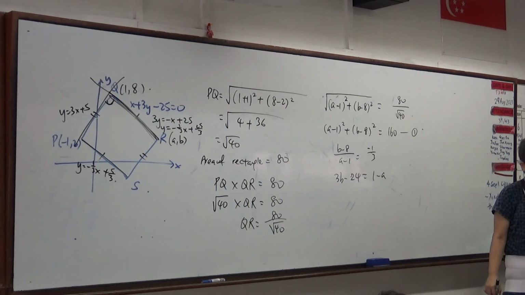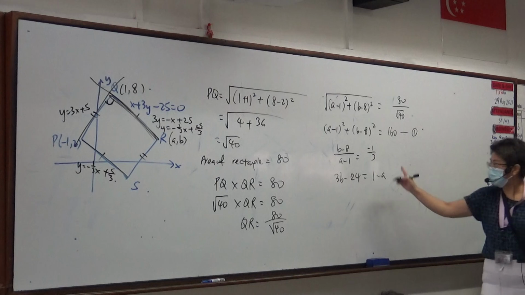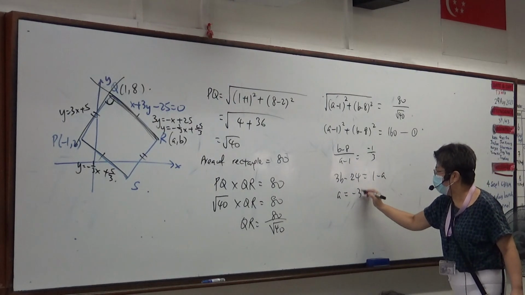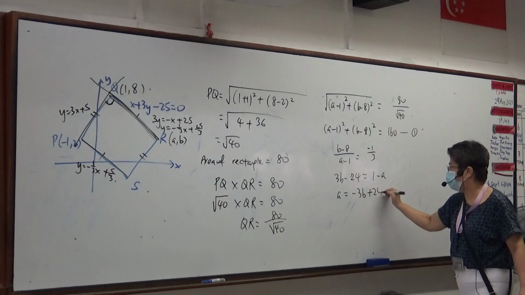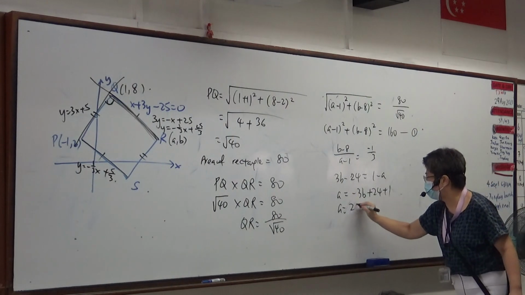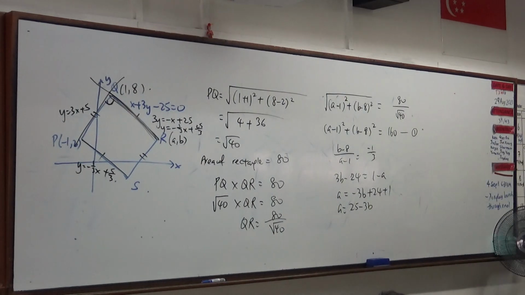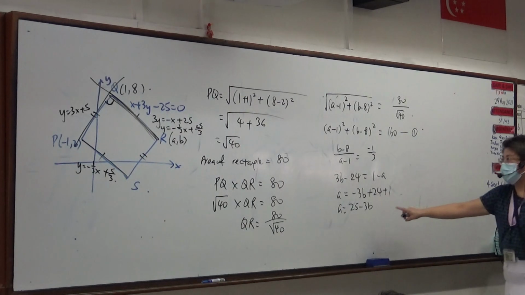Can you see that? Okay, which means a is 24 plus 1. So a is actually 25 minus 3b, right? Can you see that? Yes or no? Okay. a is this.